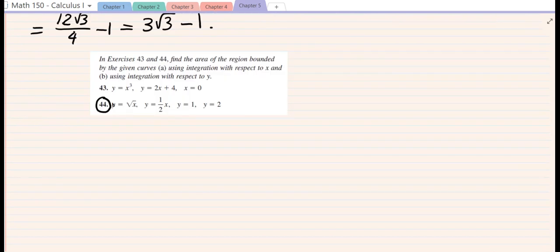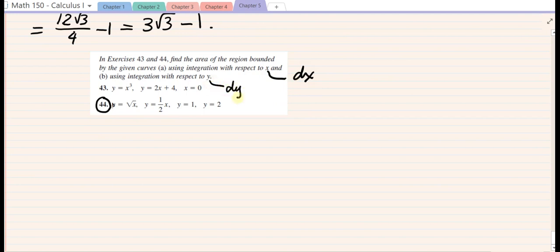Alrighty, let's take a look at this last exercise in this section. Exercise number 44 reads, find the area of the region bounded by the given curves. In part A, using integration with respect to x, and B, using integration with respect to y. Well, with respect to x, that means you have to use vertical rectangles. X and dx go together. With respect to y, you have to use dy.